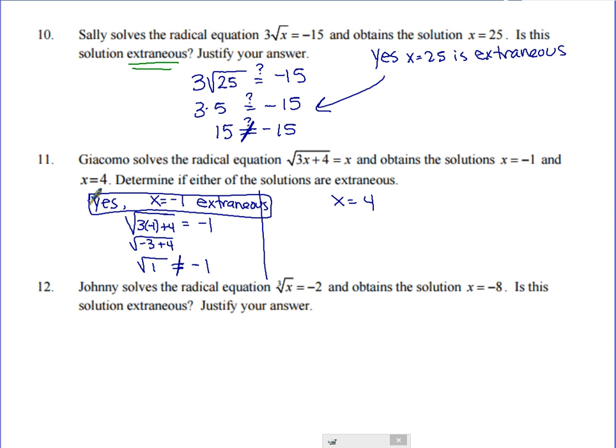And then over here, we want to plug in 4 and see if that works. Square root of 3 times 4 plus 4, 12. 12 plus 4 is 16. And on the other side, we have 4. 4 equals 4. Yeah, true statement. All right, so this one's not extraneous.